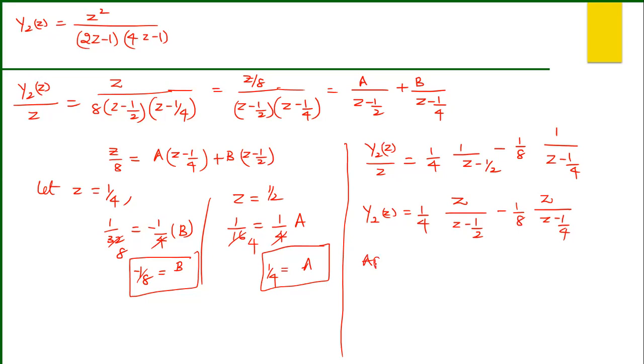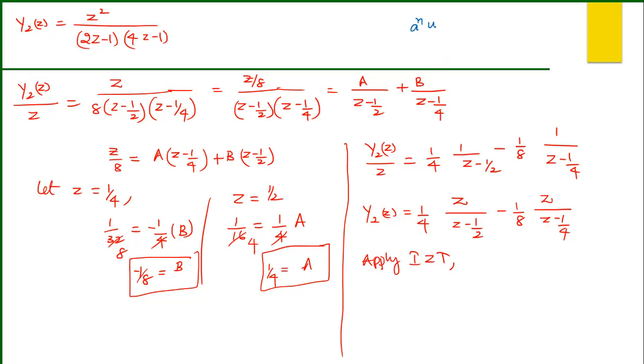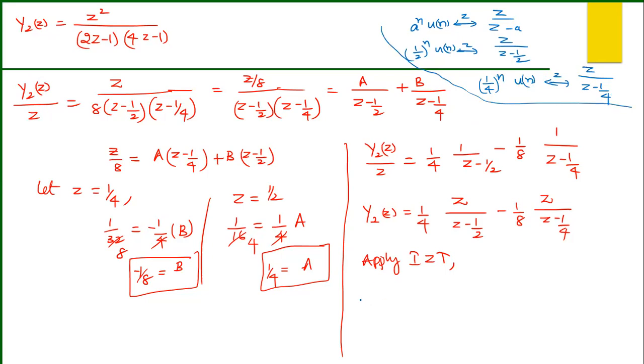Again you recall the formula. That means apply inverse z transform. If I want to apply, I need to recall the formulas. For the standard signal a power n u of n, the z transform is z by z minus a. Now, what z transform do we have? z by z minus 1 by 2. So what is the a value? 1 by 2 whole power n into u of n. What is one more? z by z minus 1 by 4. So what will the inverse z transform become? 1 by 4 whole power n into u of n. If you know this, you can write here, y2 of n is equal to 1 by 4 into 1 by 2 whole power n into u of n minus 1 by 8 into 1 by 4 whole power n into u of n.